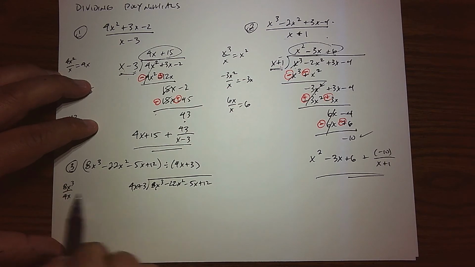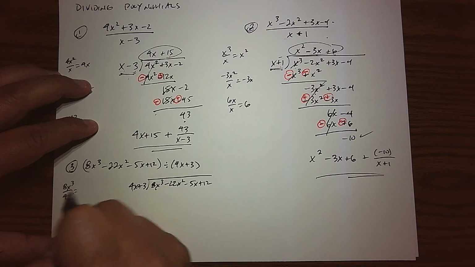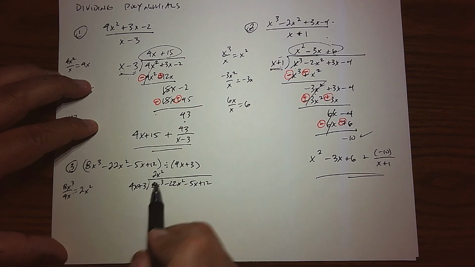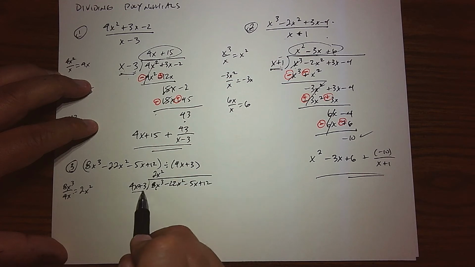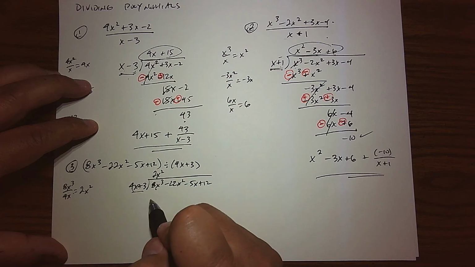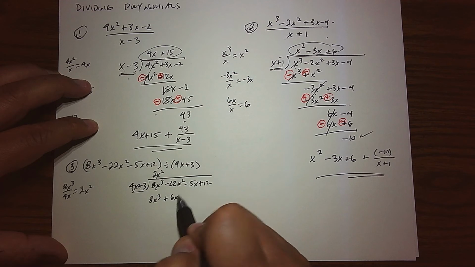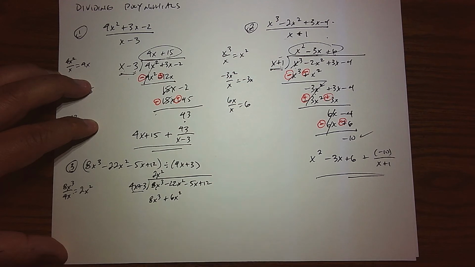So 8x cubed divided by 4x. Well, 8 into 4 is 2. X cubed divided by x is x squared. So I have a 2x squared. What do we do with that term? We multiply it. 2x squared times 4x is 8x cubed. 3 times 2x is a positive 6x squared.